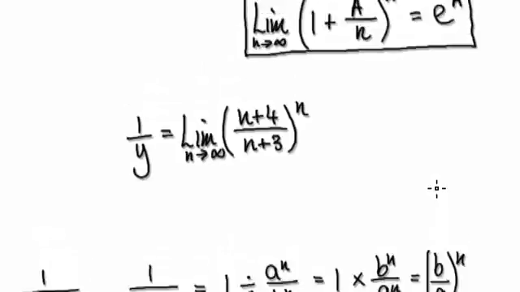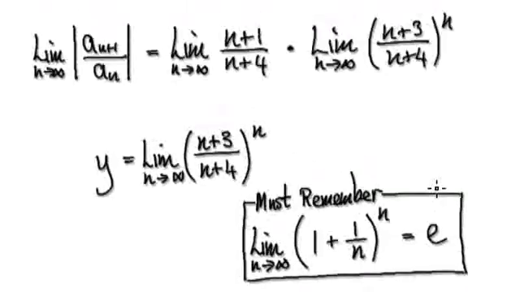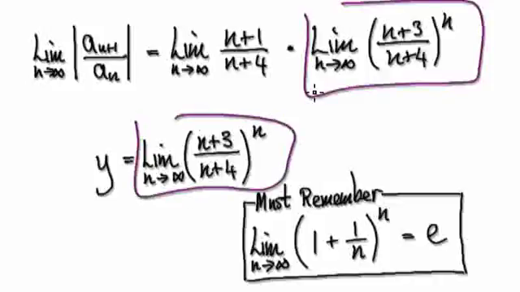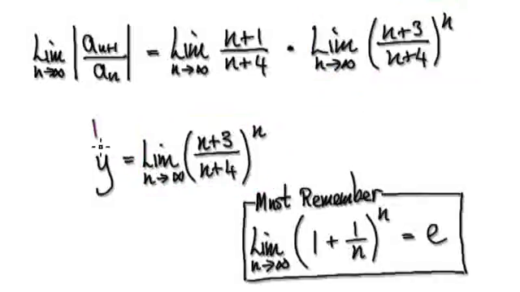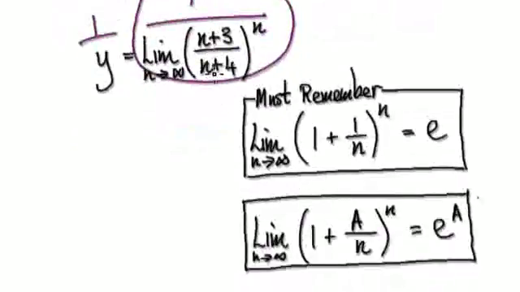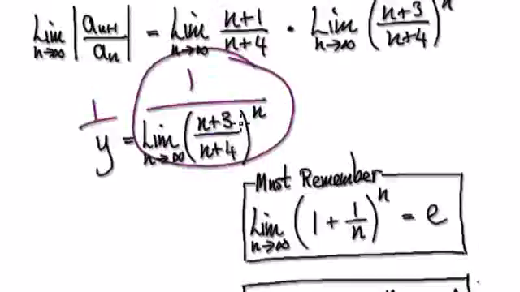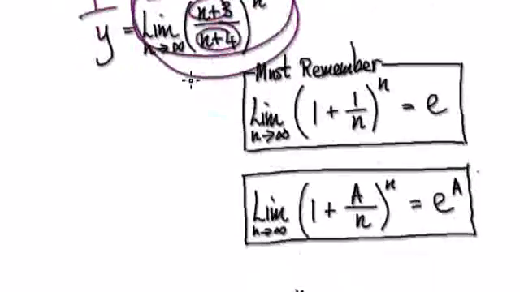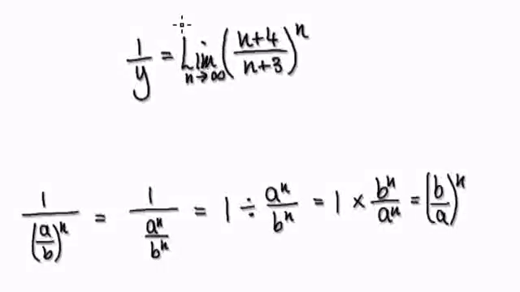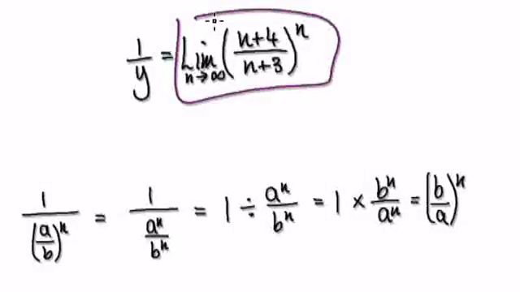So going back to here, we are trying to find out this. Let's just concentrate on this thing here. From here, take the reciprocal. So this whole thing here will then become this. All you need to do is switch these two around. So this whole thing here will then become this.